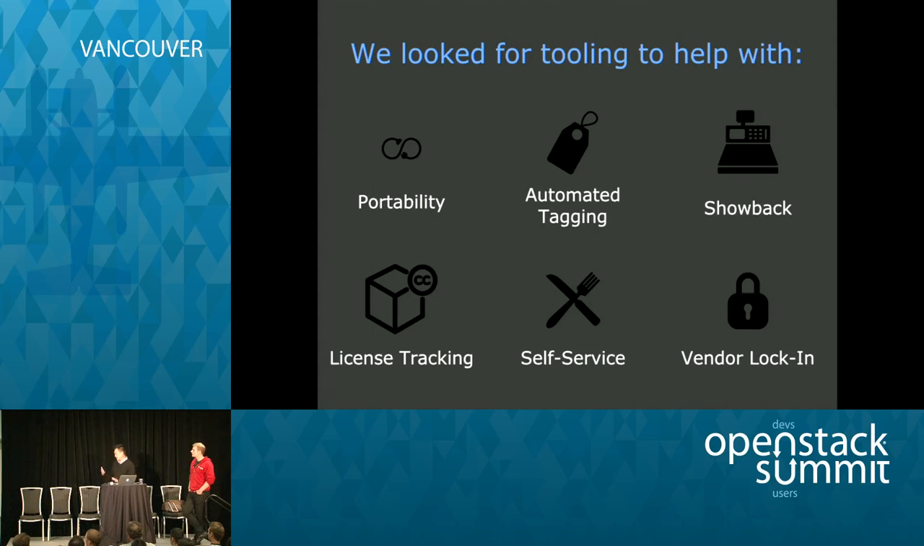And because tags are essential for us to do chargeback, and we're a full cost accounting organization, we charge you back for everything from your phone to your laptop to your network port to everything. So everything at JPL is a chargeback service. Tags are really, really integral to doing chargeback and showback. And license tracking, understanding the usage and budgets for operating system licensing costs in various clouds. And definitely self-service, a common API layer we're looking for to abstract those diverse cloud APIs.